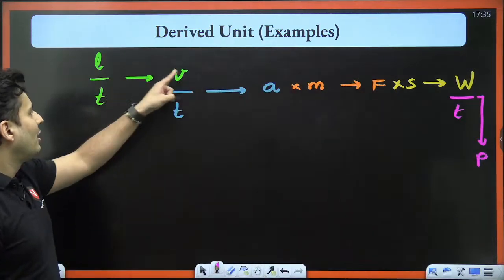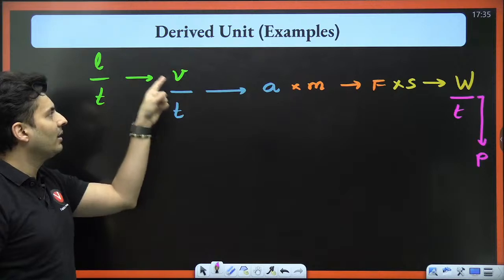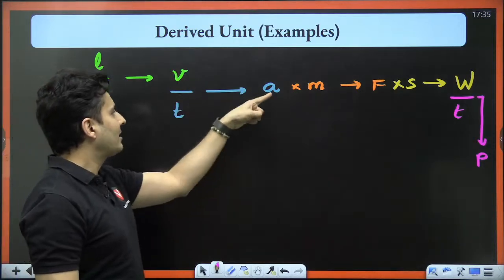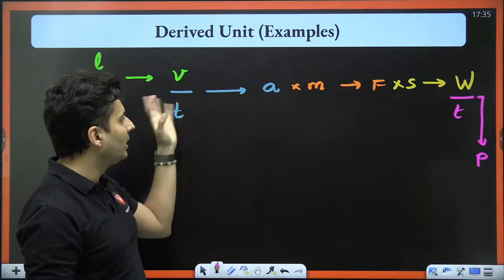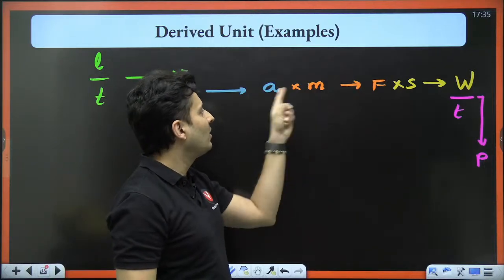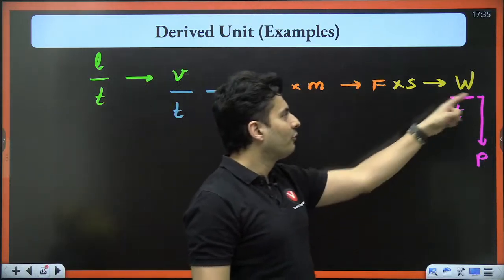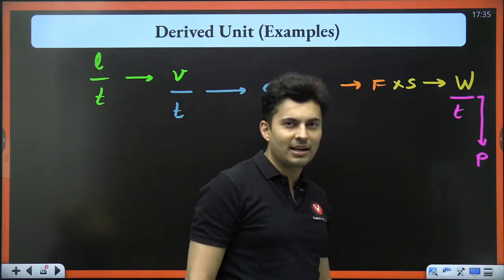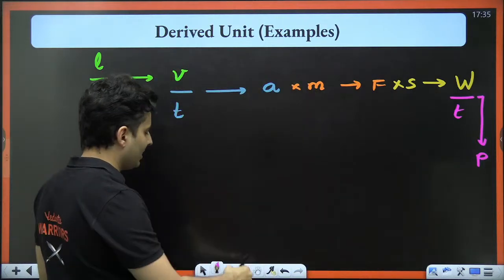So you can see, velocity is dependent on fundamental quantities, it is a derived one. Acceleration is obviously dependent on more quantities, it is a derived one. Force is also dependent, it is also derived. Work is also derived, power is also derived. So many quantities are there which are just derived.